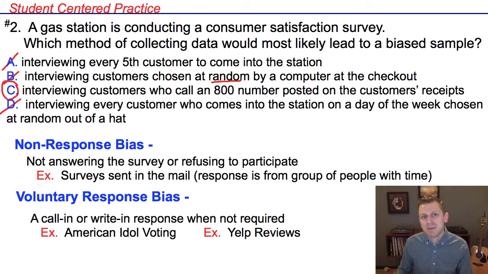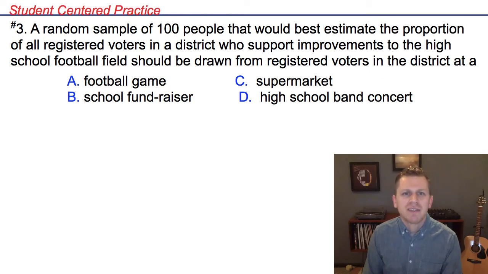Let's try another example. This question reads that a random sample of 100 people that would best estimate the proportion of all registered voters in a district who support improvements to the high school football field should be drawn from registered voters in the district at A. Football game, B. School fundraiser, C. Supermarket, or D. High school band concert.